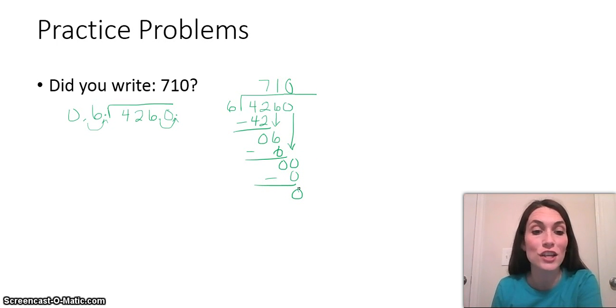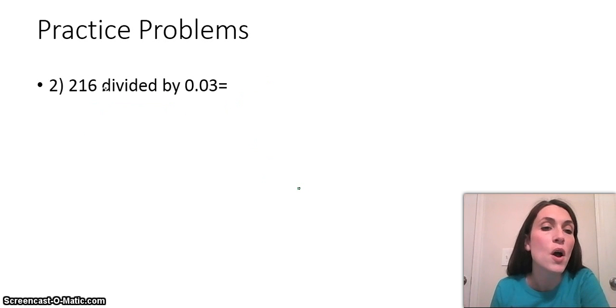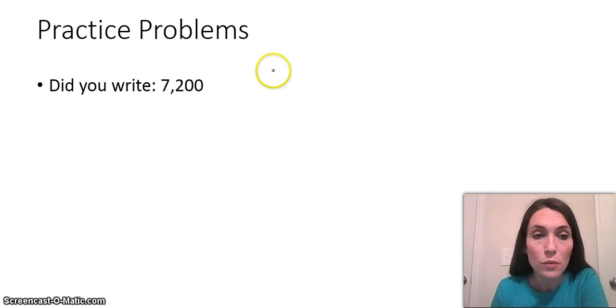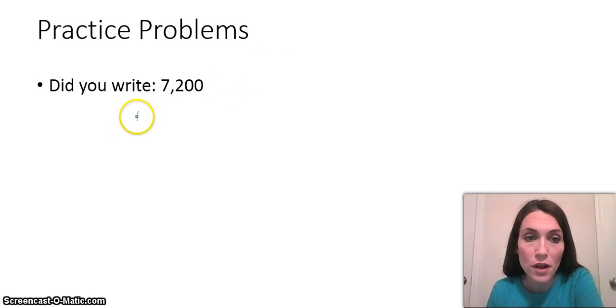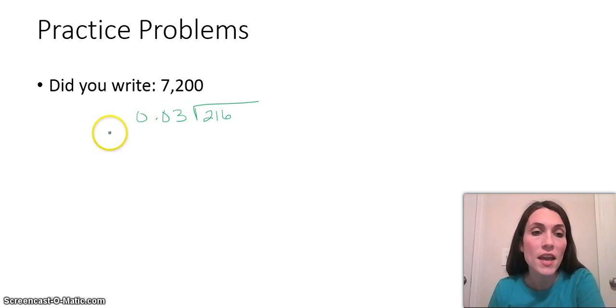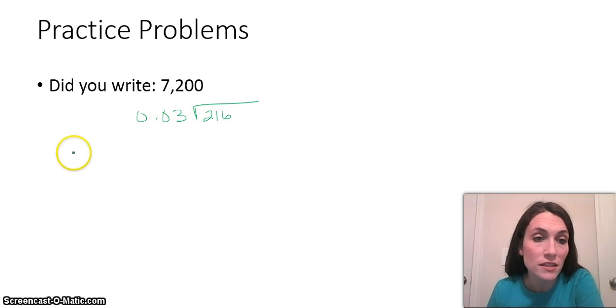Let's go ahead and take a look at our next practice problem. We have 216 divided by 300ths. Please work the problem. Press play when you're ready to check it with me. Did you write 7,200? Well, let's take a look at our problem. Our original problem was 300ths is our divisor, and we're dividing that into 216. Now we're going to have to move our decimal place 2 places to make our new divisor 3.